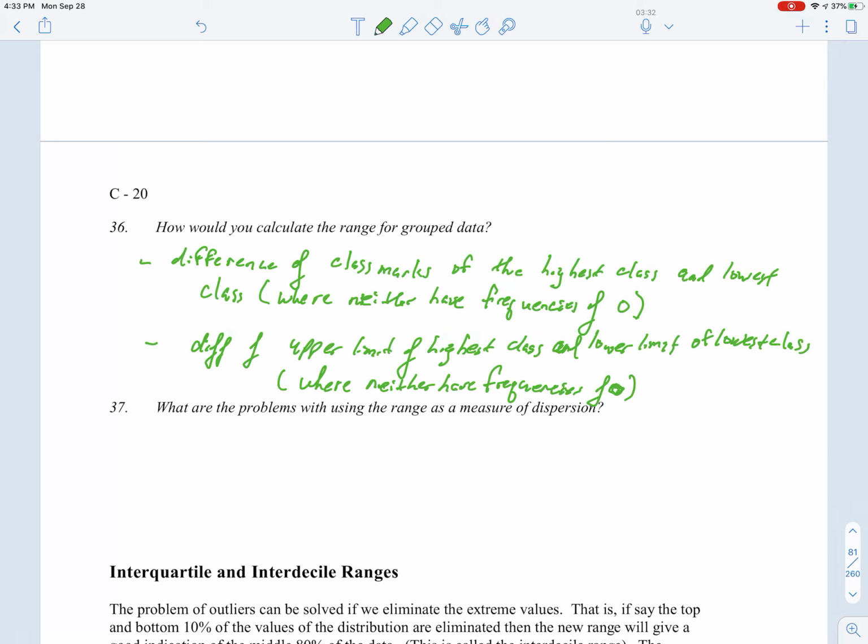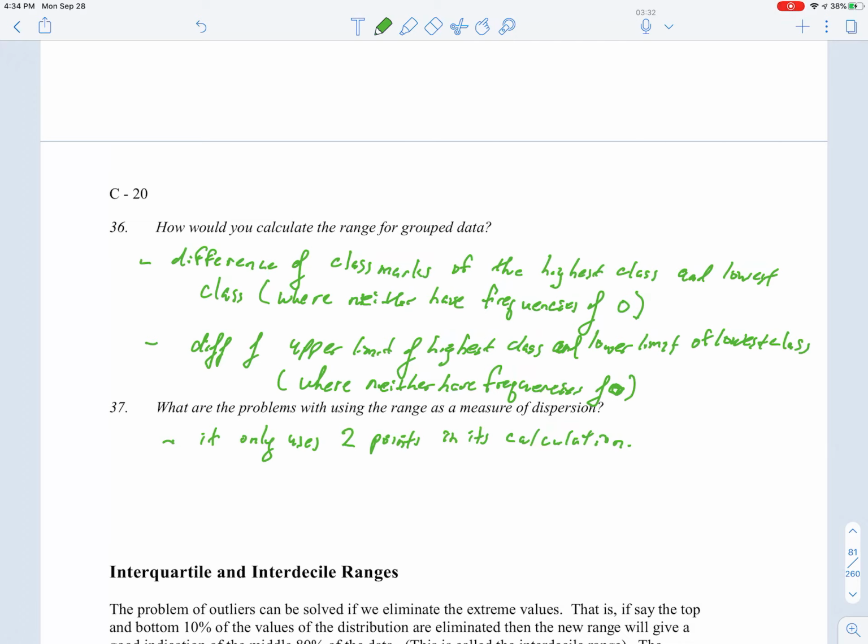What are the problems with using the range as a measure of dispersion? Maybe stop the video at this point and think about that. I can think of two reasons. So the first reason here is that it only uses 2 points in its calculation. So it's the highest and the lowest point, and it ignores all the other ones in the middle here.